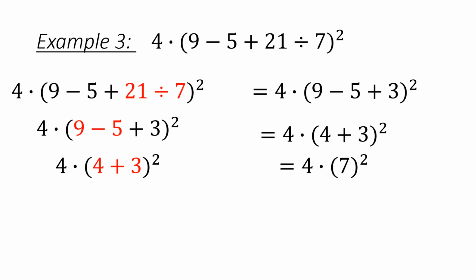Now I'm left with two operations. I have an exponent and I have multiplication. Well, exponent has to come before the multiplication. And so you're going to do 7 squared. And so that is going to give us 49. And now we're left with our final operation of multiplication. And we're going to do 4 times 49, which gives us a final answer of 196.